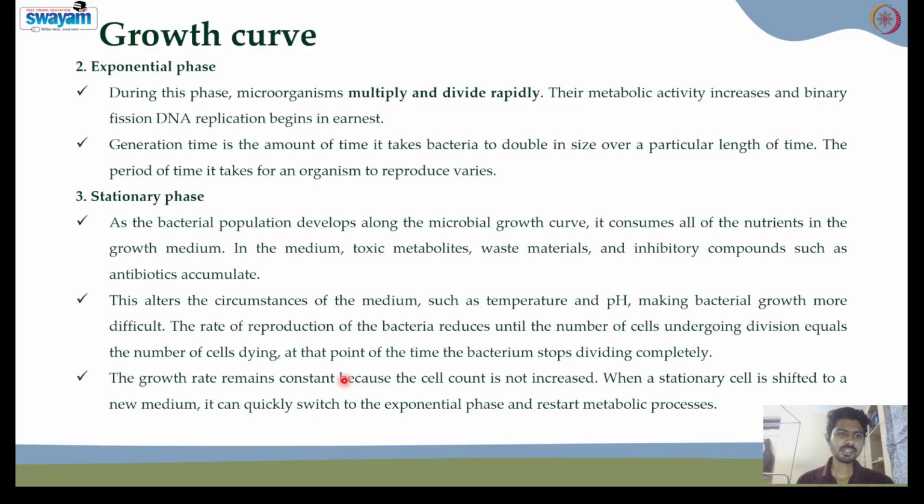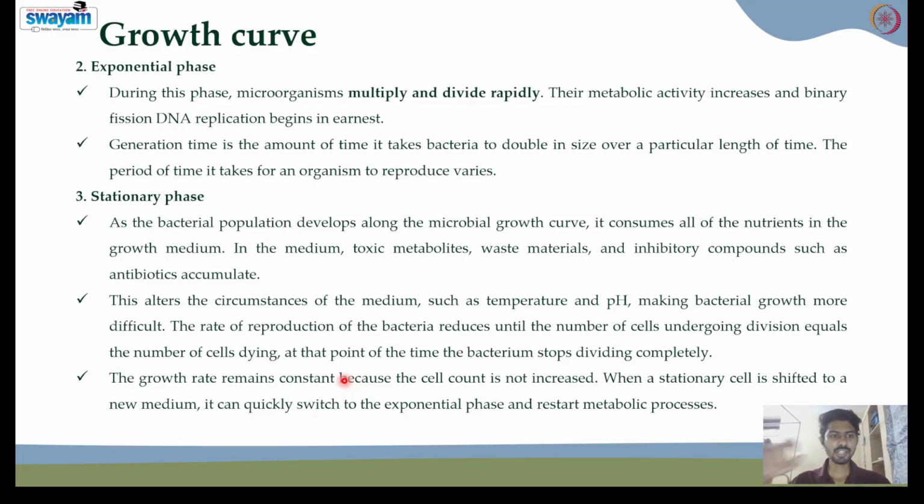In the exponential phase, the microorganism multiplies rapidly and divides in an exponential manner. Their metabolic activity increases. Normally binary fission and DNA replication begin early. That is, one cell will divide into two cells, two cells into four cells, and so on. The amount of time it takes to double in size over this length of time, we call the generation time.